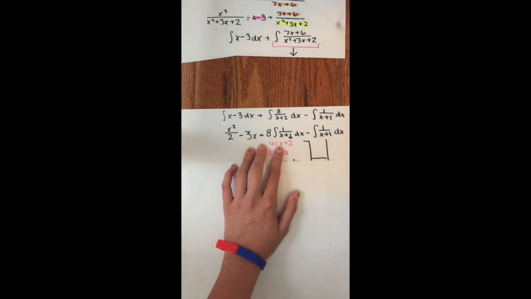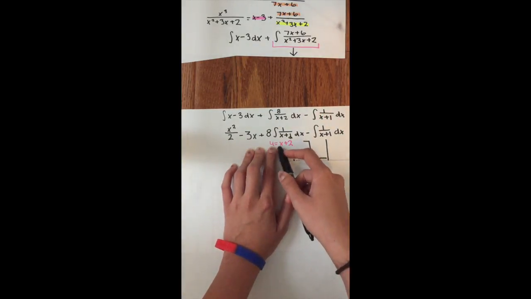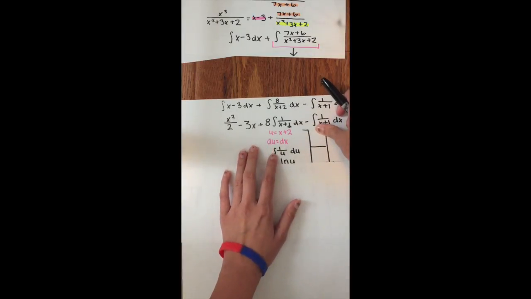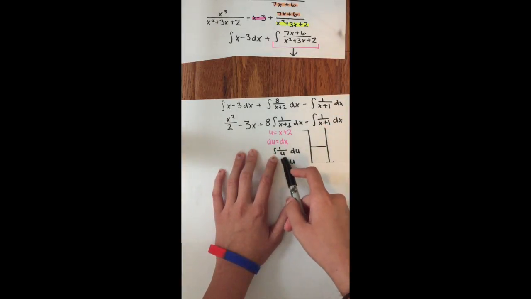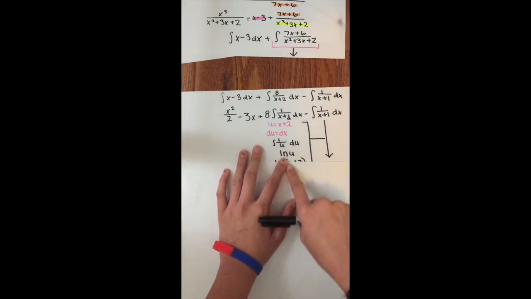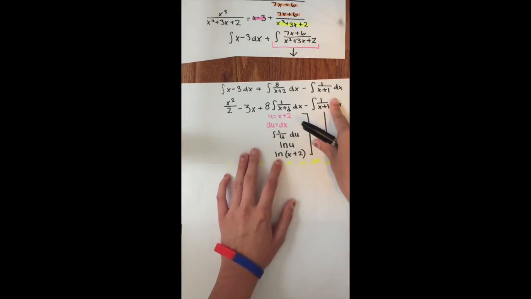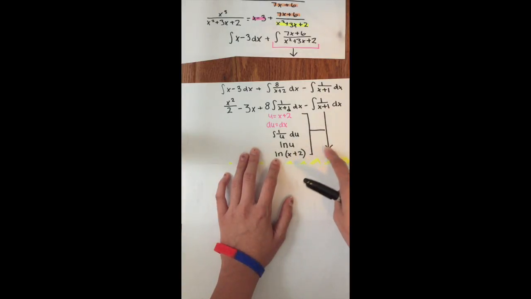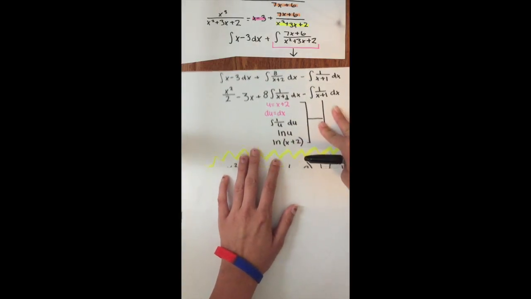So now you can do u substitution. It's actually the same thing for both of these, I just demonstrated it with this one. u equals x plus 2, and therefore du equals dx. So the integral of 1 over u du is the same thing as ln of u. Then you substitute back the x plus 2 for u, and you get ln of x plus 2. The same thing would happen here, just ln of x plus 1.